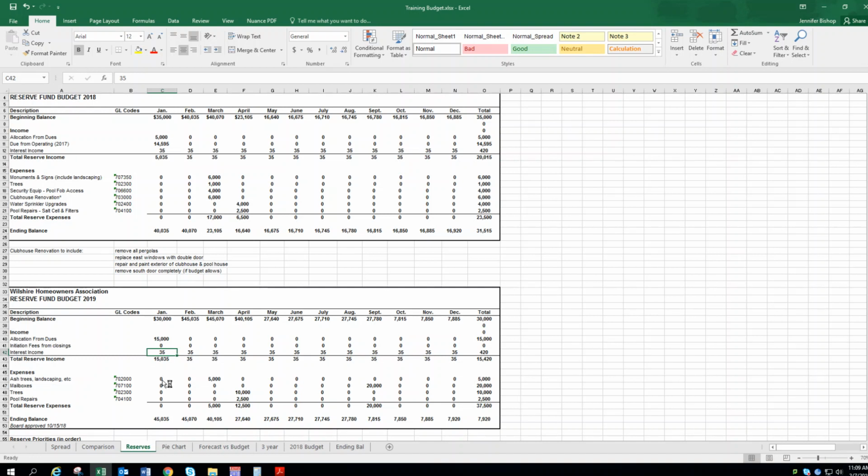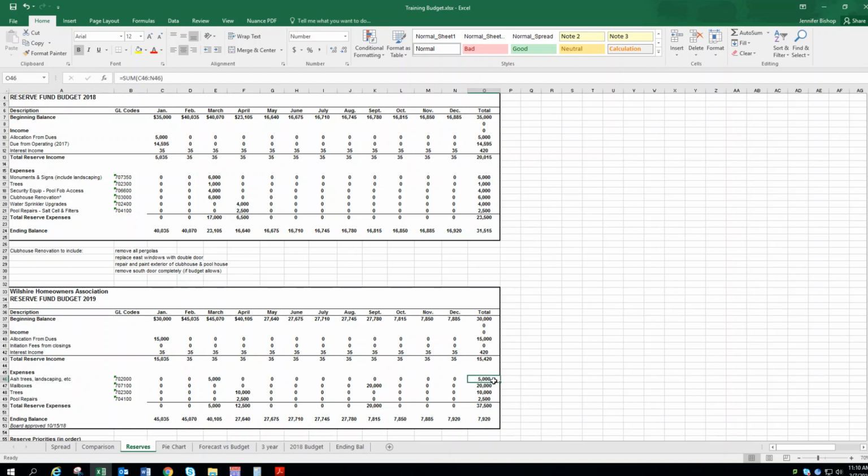And then you want to enter in your numbers down here for what the expenses are for your budget for the reserve account. Remember, these are budgeted numbers. This does not mean that if you put $20,000 in mailboxes on your reserve expense for your reserve budget that you are going to spend $20,000 in 2019. It is simply a budget.